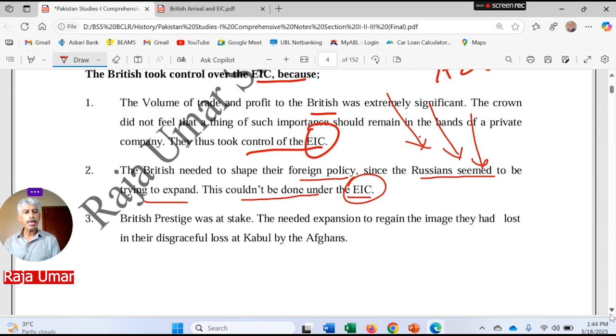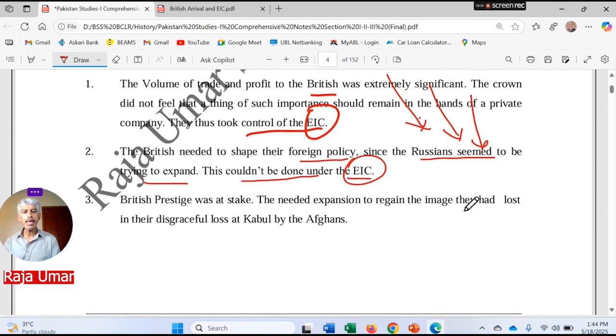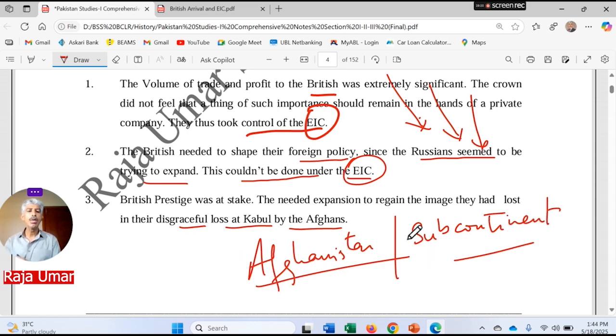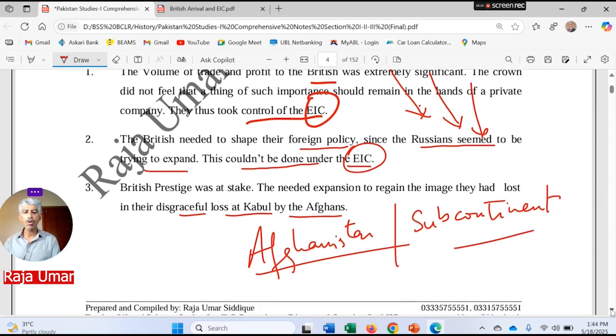Another one: British prestige was at stake. They needed expansion to regain the image they had lost in their disgraceful loss at Kabul by the Afghans. First, the British attacked Afghanistan, but they badly failed over there. Just to restore their prestige and their global fame, they moved towards the subcontinent and took over the affairs of the East India Company, to show that the subcontinent was somehow under the control of the British government, but not officially.